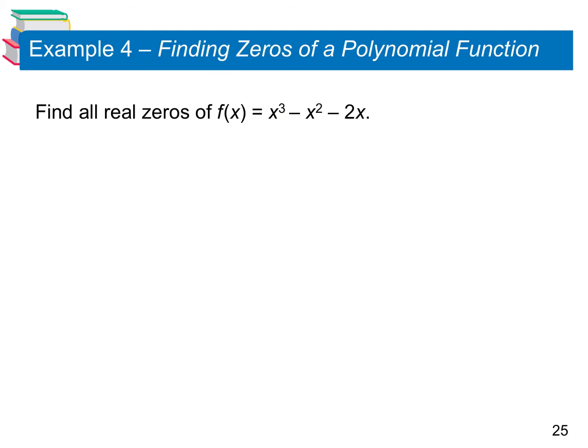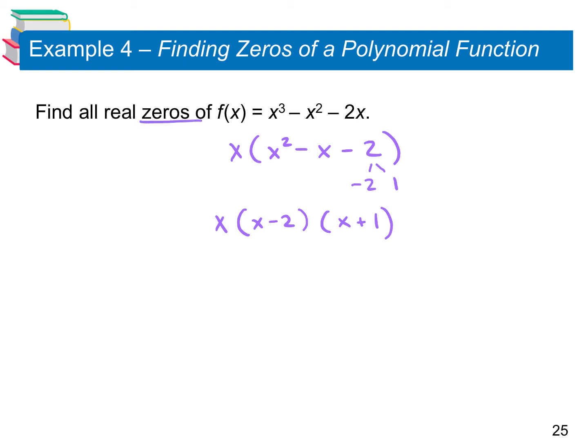So for example 4, we have to find all the real zeros of x cubed minus x squared minus 2x. So that means we have to factor. What do I need to do to factor this? Take out an x. Take out an x, so then I'm left with x squared minus x minus 2. What should I do next? Do I have two factors of negative 2 that add to negative 1? Negative 2 and positive 1. So that would give me x times x minus 2 times x plus 1.